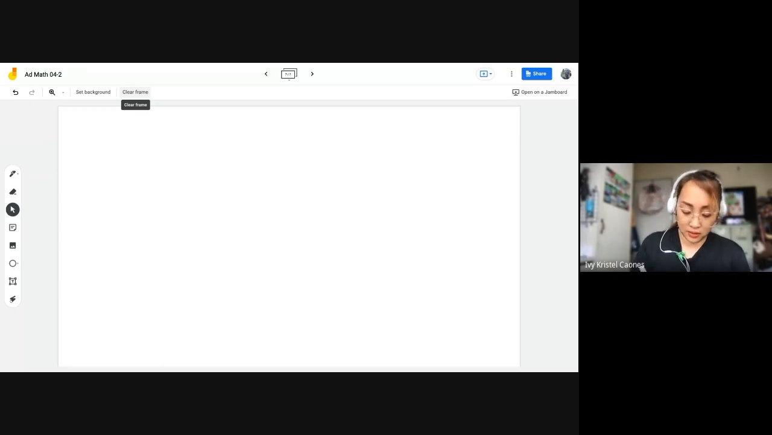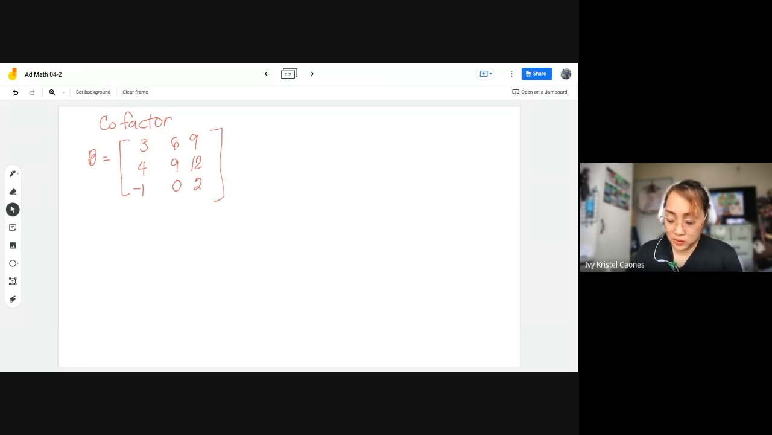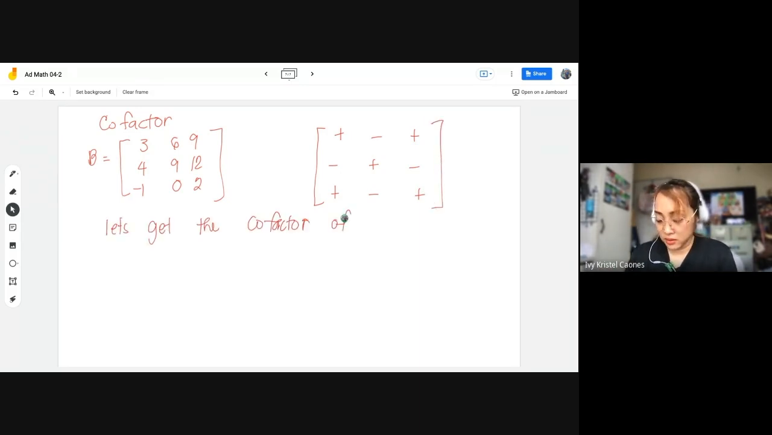So next is cofactor. The cofactor of an element of a matrix is the same as the cofactor of the same entry in the determinant of the matrix, defined for square matrices. Let's say B is equal to 3, 6, 9, 4, 9, 12, negative 1, 0, 2. In cofactors, we have the position signs plus, minus, plus, minus, plus, minus, plus, minus, plus. So if you want to get the cofactor of 3, remove its row and column.